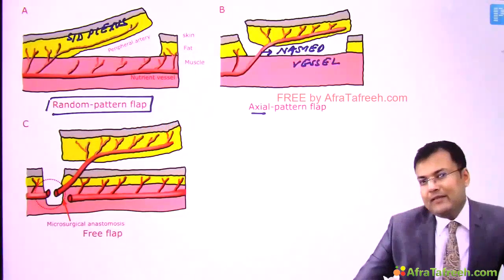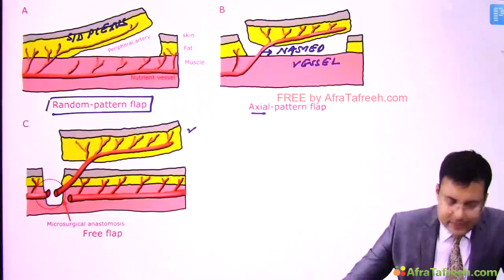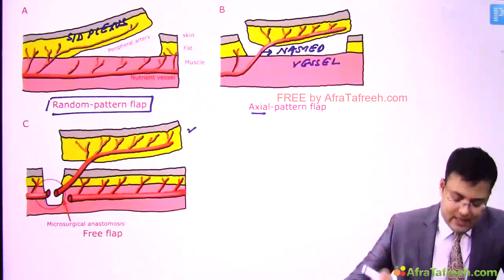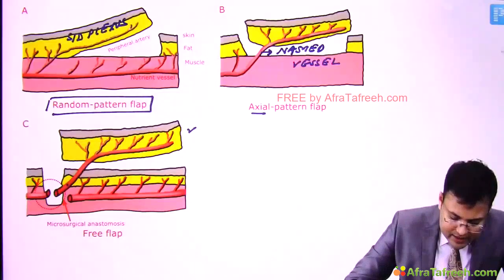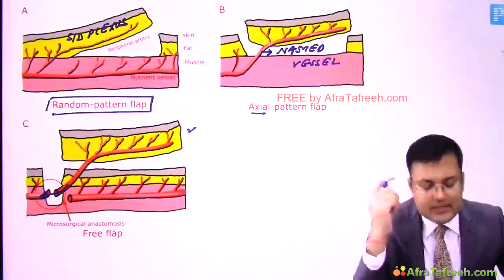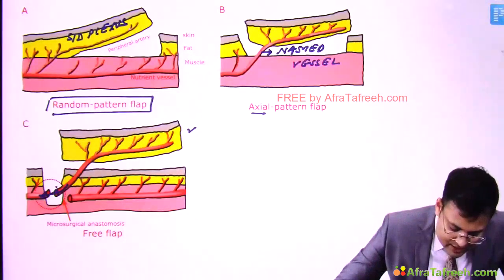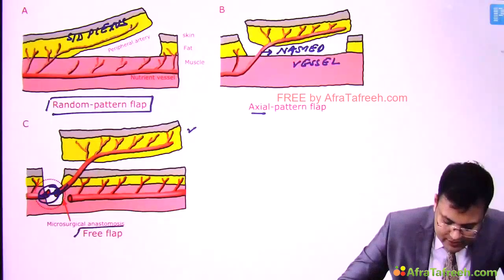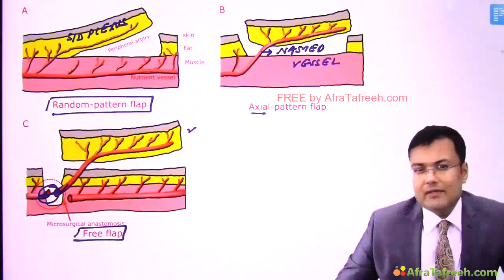Now see what is free flap. This free flap is devascularized from the donor site, and can you see here? Here it is being revascularized. So we are going for microsurgical anastomosis. So this is being revascularized. So this is free flap. One by one we are going to discuss.